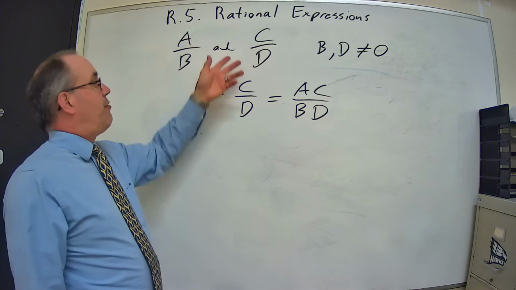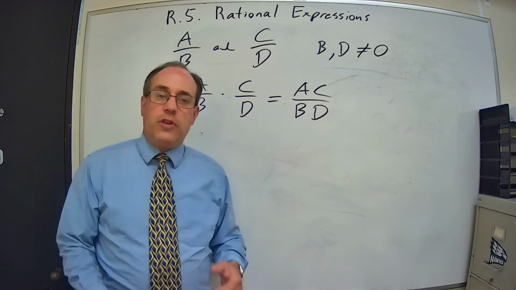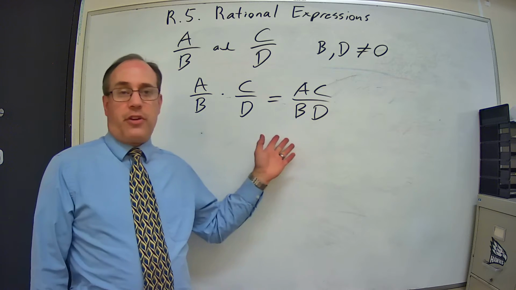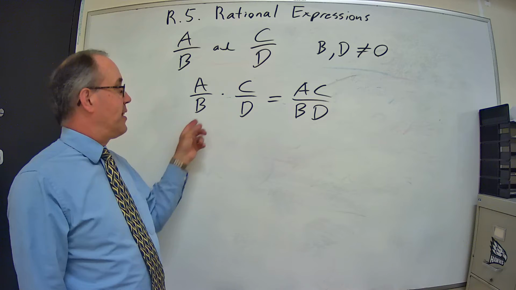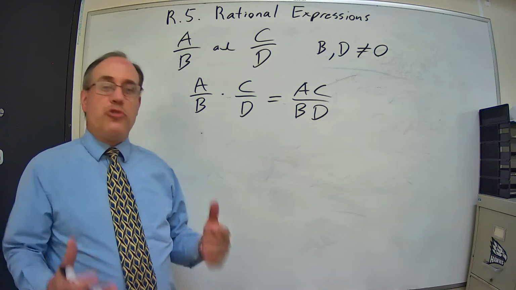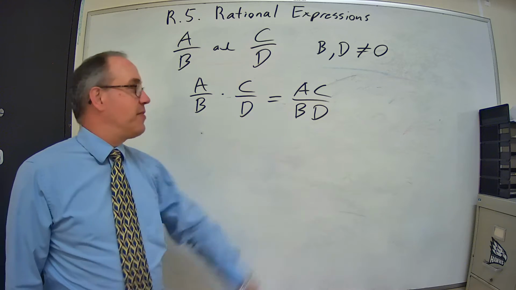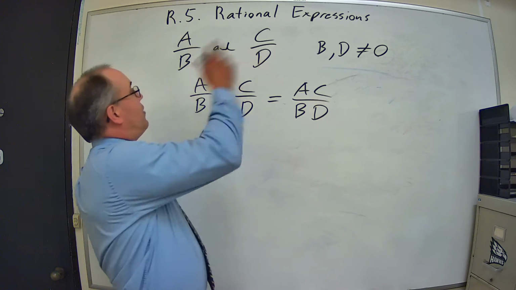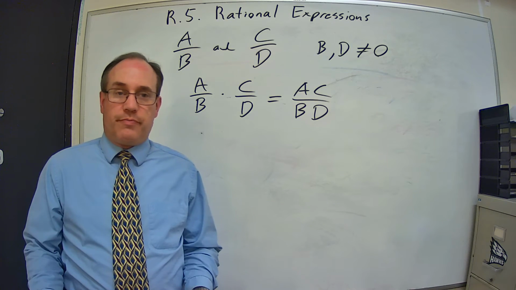If you want to multiply fractions, multiply the numerators and multiply the denominators. Please do not say cross multiply. This is not the correct spot for cross multiplication. Cross multiplication would be multiplying like that. Okay, so do not say that. This is just multiplying across. So that's how we can multiply rational expressions.